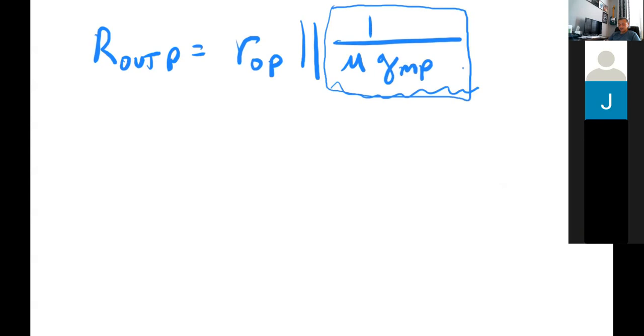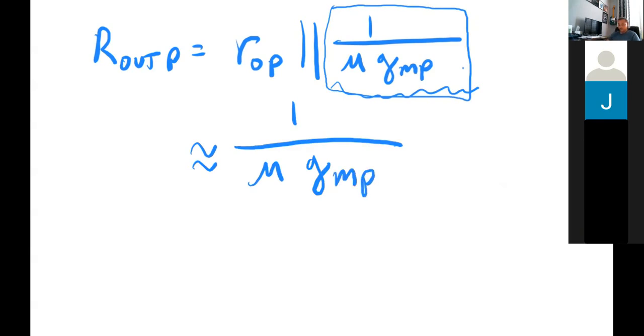This is a much lower resistance because the transistor is made to conduct, to be a good conductor when activated. Therefore, since this is much lower than ROP, the output resistance can be approximated by 1/(μ) times the transconductance. Remember that mu is the mobility of the majority charge carrier. If we're talking about a P transistor, then mu is mu sub P, which is the mobility of holes, okay? And then G is the transconductance.